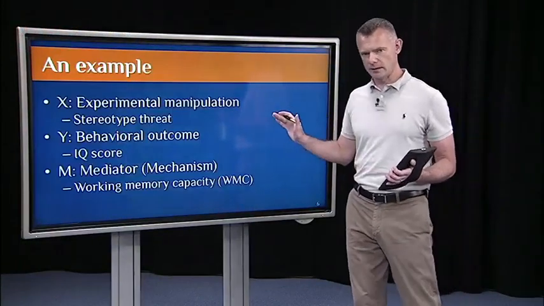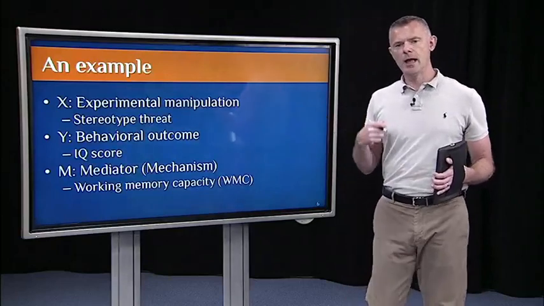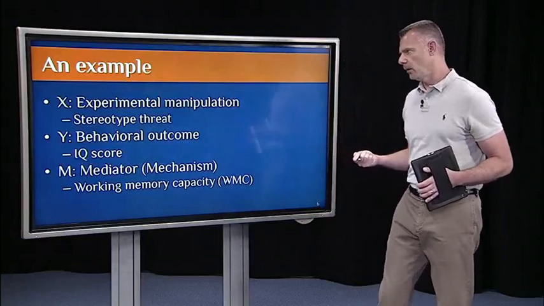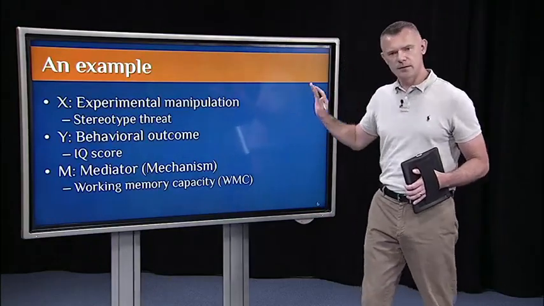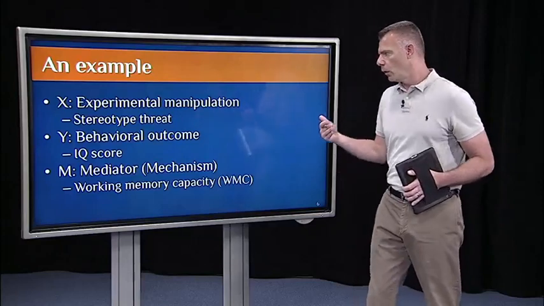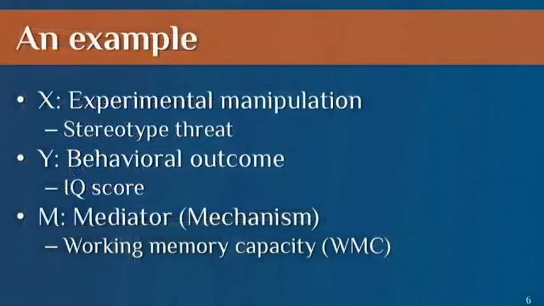So let's go back to our example that we used for moderation. I'm going to provide a slight twist on this example. So X is still going to be an experimental manipulation, stereotype threat. Y is still going to be an outcome, so score on an IQ test. But now let's use working memory capacity as a mediator rather than a moderator.